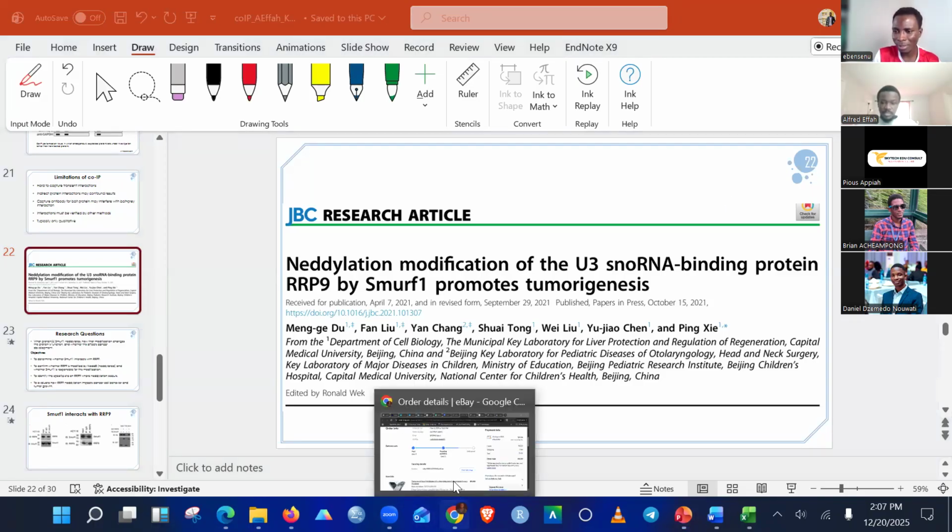Can co-IP be used to investigate other unknown molecules in a given sample? If yes, how will the Western blot or gel be done since the interaction molecules are unknown?